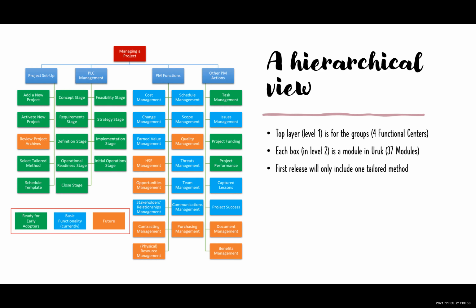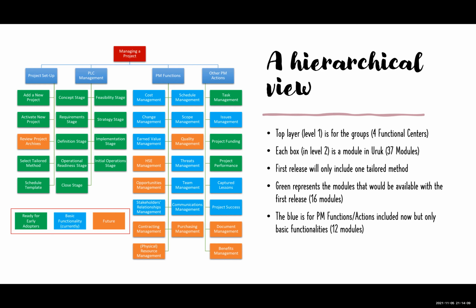So if we look at some of the data here, there are 37 modules in total. And the first releases will include one tailored method, as I've mentioned already. The green, there are 16 modules that are ready for us now. And there are 12 modules with basic functionalities. And we have 9 modules that are future. Basically, these are only for the managing a project element. We have not talked about administrative, we have not talked about the community of practice or the portfolio management or the managing a program. All of these will be future.